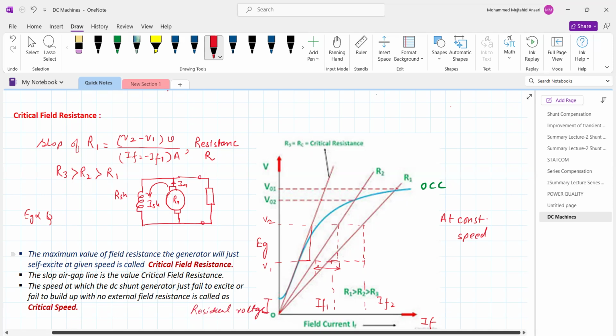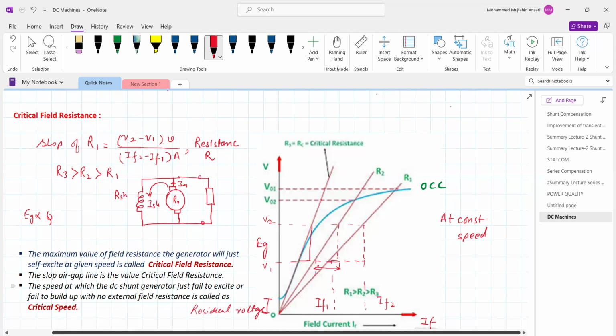So the maximum value of the field resistance at which the generator will just self-excite at the given speed is called the critical field resistance. The slope of the air gap line is the value of the critical field resistance. So this is the air gap line. The air gap line indicates that if there were no saturation, the open circuit characteristic would be just like this line, a straight line, that is, a linear one. But because of the saturation in the magnetic circuit, the curve tilts and becomes constant.